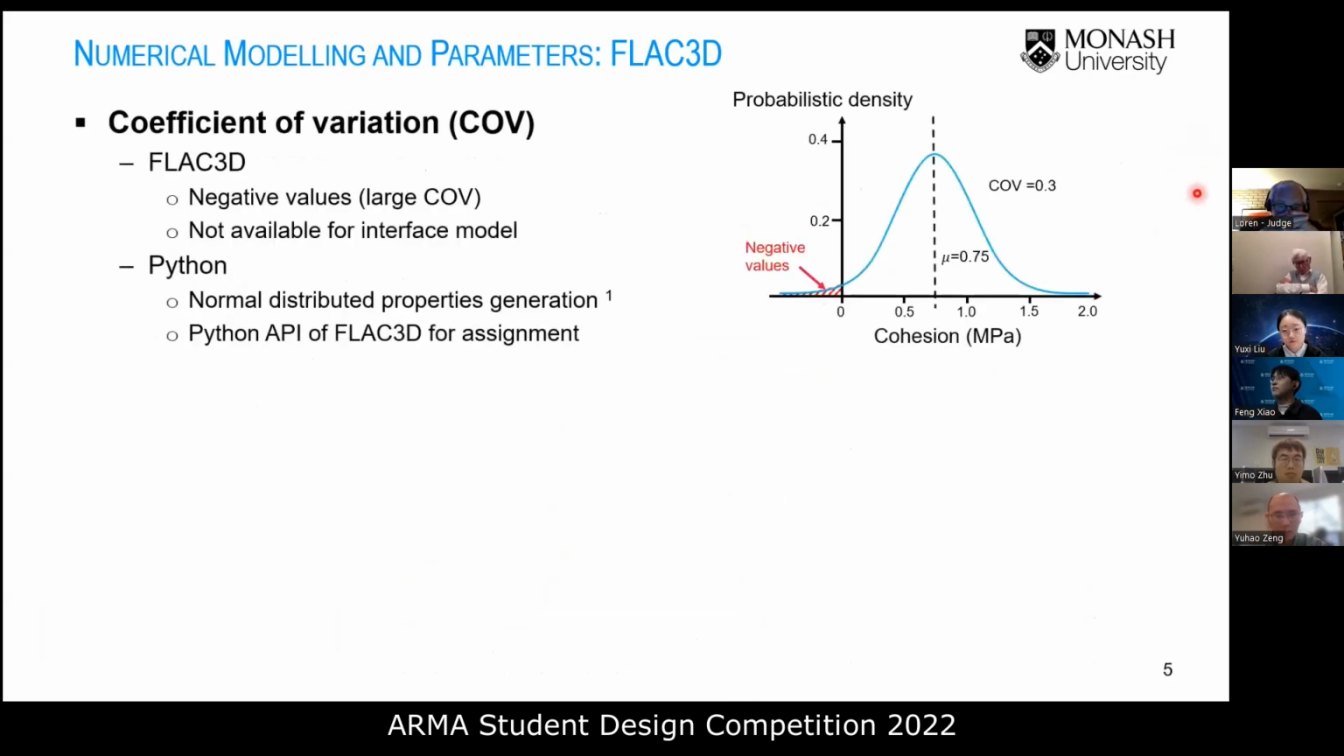Okay, before we go any further, there are some adjustments we would like to raise. For the consideration of COV, the FLAC 3D has the COV function for variability simulation. However, the assigned value could be negative if we've got large COV value, as the example of the cohesion figure showing in here. And the function is unavailable for the interface model either. Therefore, we take assistance from the Python console of the FLAC 3D to generate the parameters in normal distribution and use Python API of FLAC 3D for material property assignment.